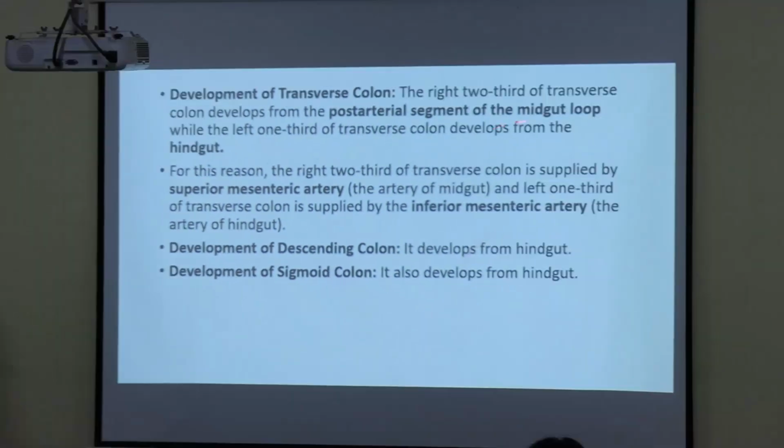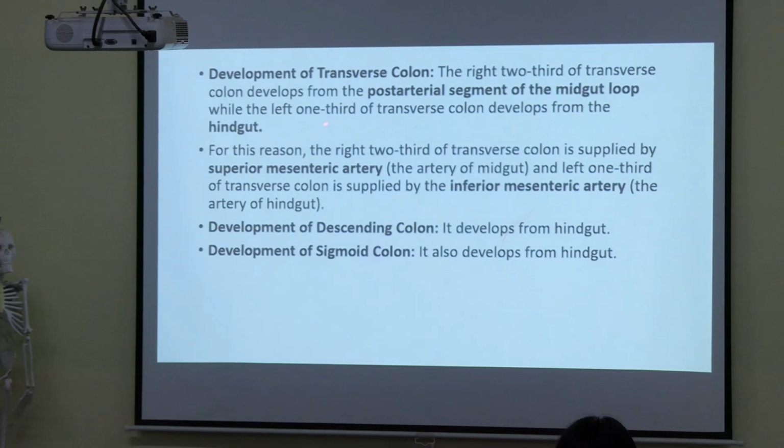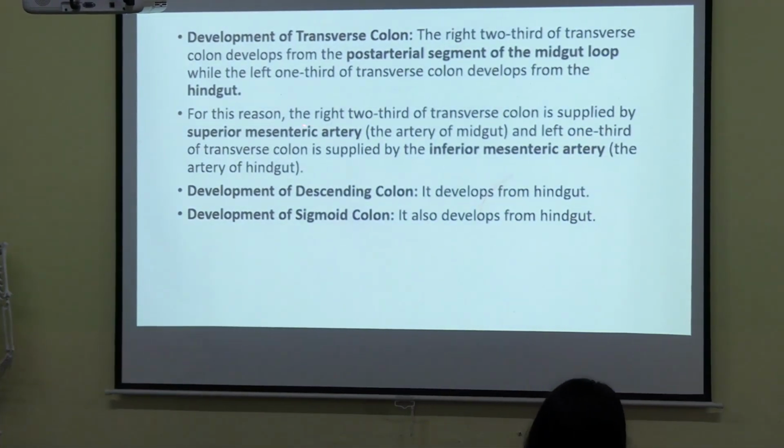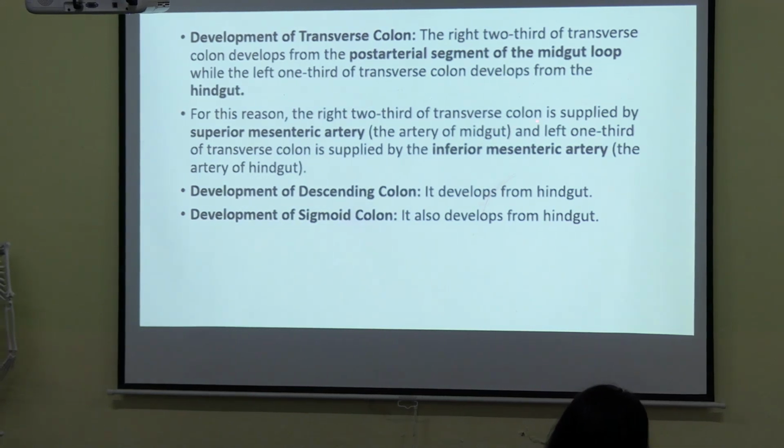Development of the transverse colon. The right two-thirds of the transverse colon develops from the post-arterial segment of the midgut loop, whereas the left one-third of the transverse colon develops from the hindgut. This is the reason the right two-thirds of the transverse colon is supplied by the superior mesenteric artery, whereas the left one-third of the transverse colon is supplied by the inferior mesenteric artery.